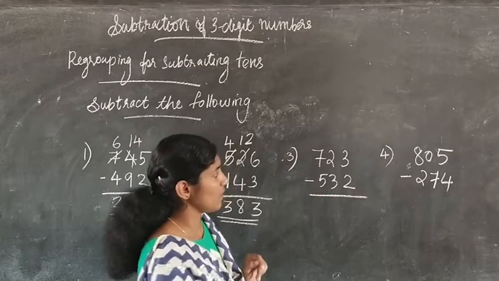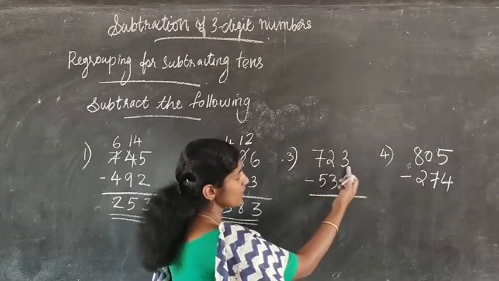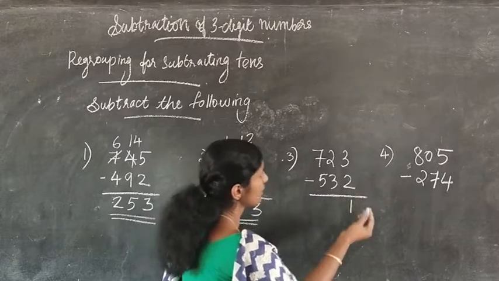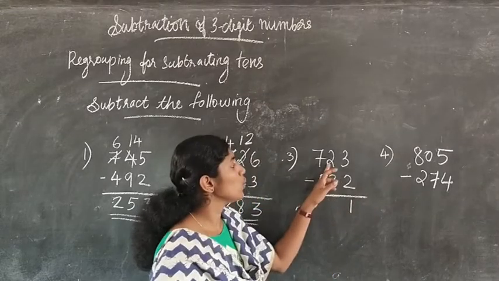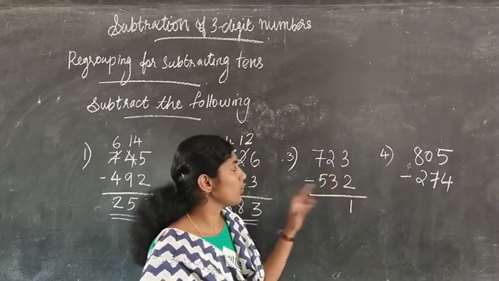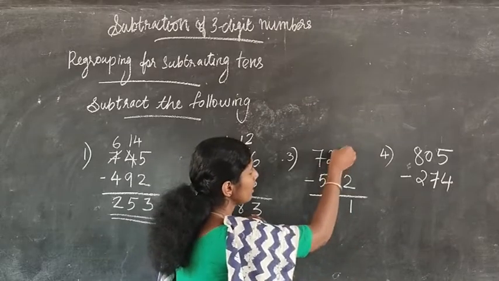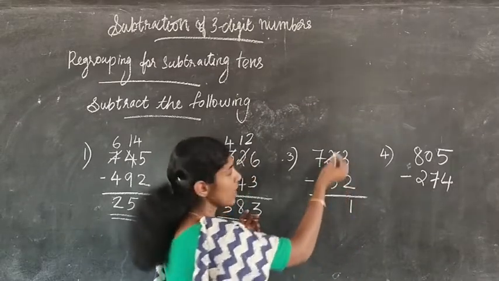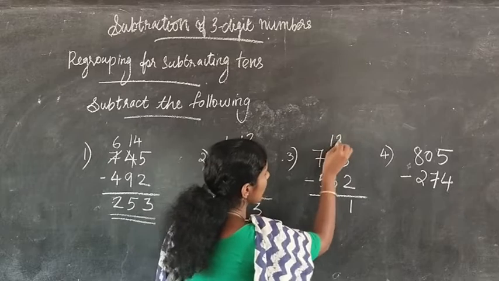Then third question, 723 minus 532. First subtract the ones, that is 3 minus 2, 1. Then subtract the tens. Here 2 is less than 3. So what we have to do is we have to borrow 100 from the hundreds column and we have to regroup as 12.